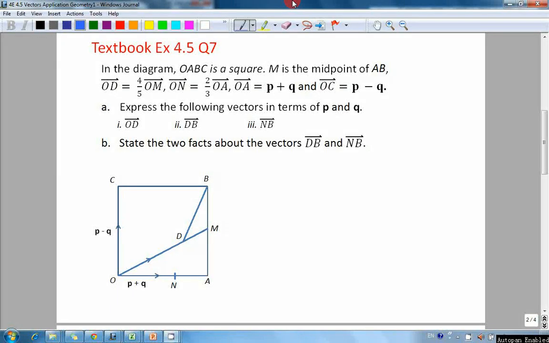Okay, last example of this chapter in vectors. Finally, okay, we have a square OABCD. M is the midpoint, and the relationships are given. Okay, let's see one by one.